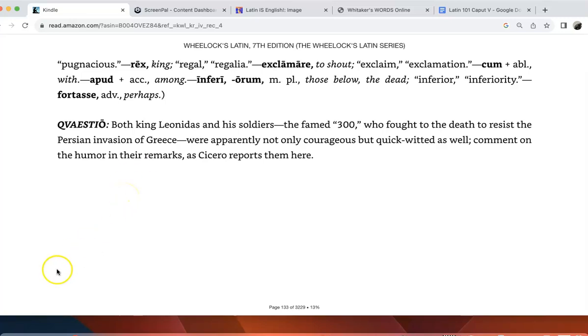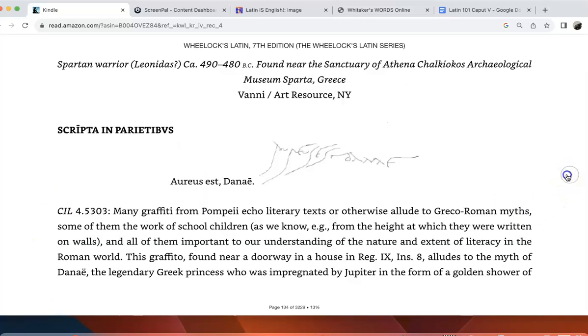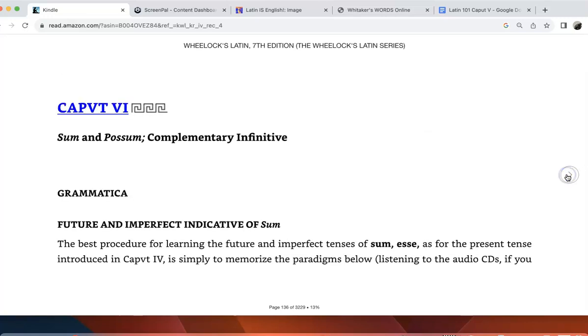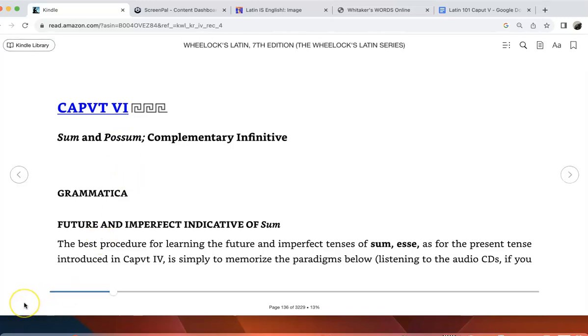Okay, so you have a crossword puzzle as homework. Next week, we do chapter 6, which is on sum, I am, and possum, I am able or I can. And then we have what's called the complementary infinitive, as you see, is not too difficult. After next week, you will have another test on chapters 4, 5, and 6. So sort of keep that in mind. Plan on your next test probably the week after next. But we'll announce it. You'll have time to prepare and know what day and date that's going to be on.